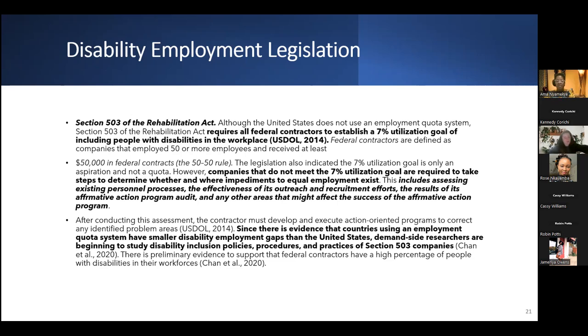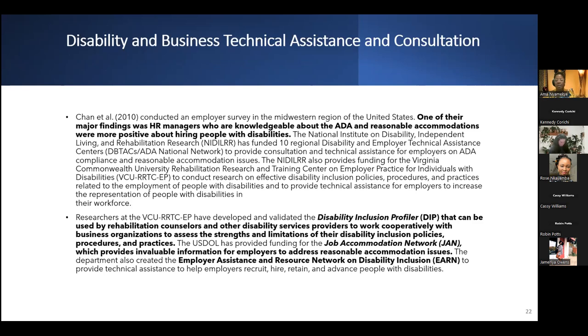Now, since there is evidence that countries using an employment quota system have smaller disability employment gaps than the United States, demand side researchers are beginning to study disability inclusion policies, procedures, and practices of Section 503 companies. Now, disabilities and business technical assistance. I'm just highlighting what I thought were the major points, and again, you'll have the full presentation to go into details. One of the major findings was that HR managers who are knowledgeable about the ADA and reasonable accommodations were more positive about hiring people with disabilities. So education and awareness is very key at this level, at the hiring level.